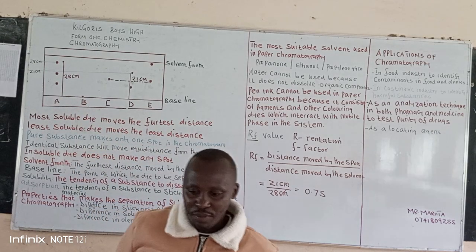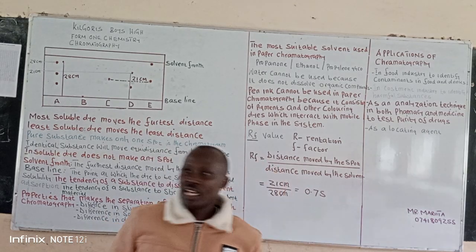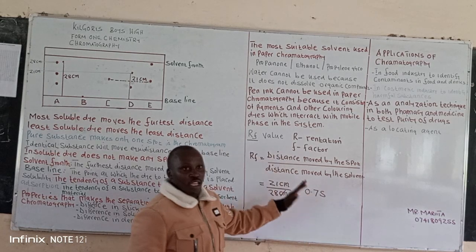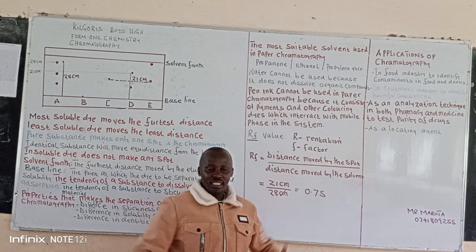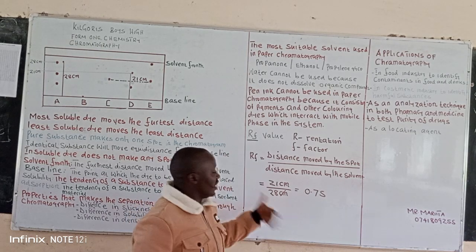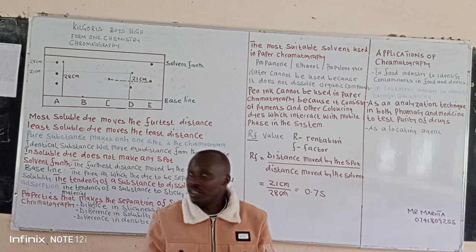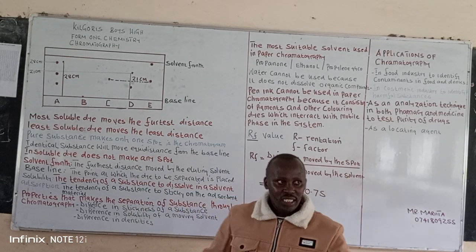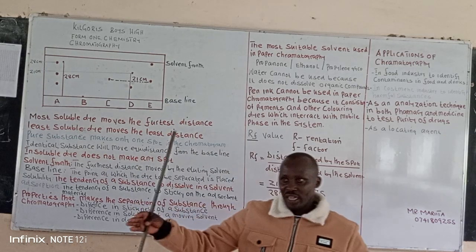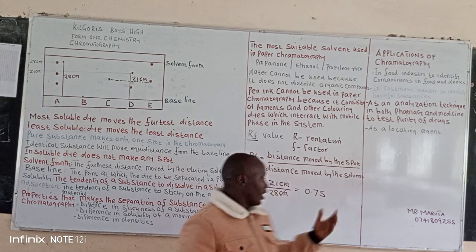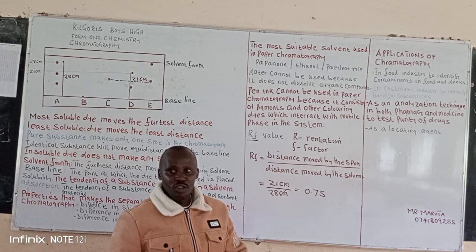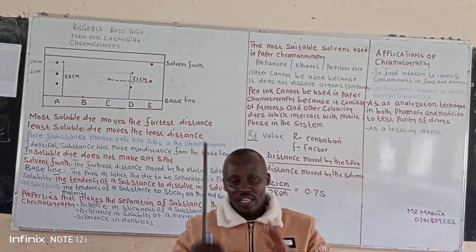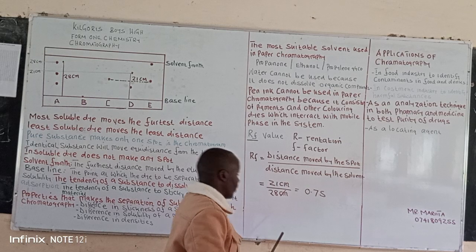One thing you need to understand about the retention factor is that it is always less than 1. Why is it less than 1? It is less than 1 because the distance moved by the solvent is longer compared to the distance moved by the spot. So if you calculate and get a value more than 1, then you know that that one is wrong.